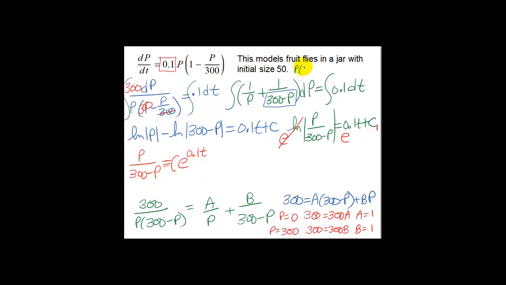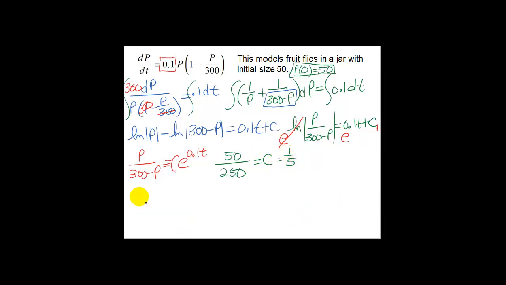We know that at 0 it is 50. So we can use this initial value to find the c. So we need to put in 50 for the p, so this would be 50 over 250, and then equals c, e to the 0 of course is 1. So it looks like our c is going to be 1/5. So let's go ahead and we can take this 1/5 and we can put it right here, but let's also multiply both sides by this to clear this fraction.